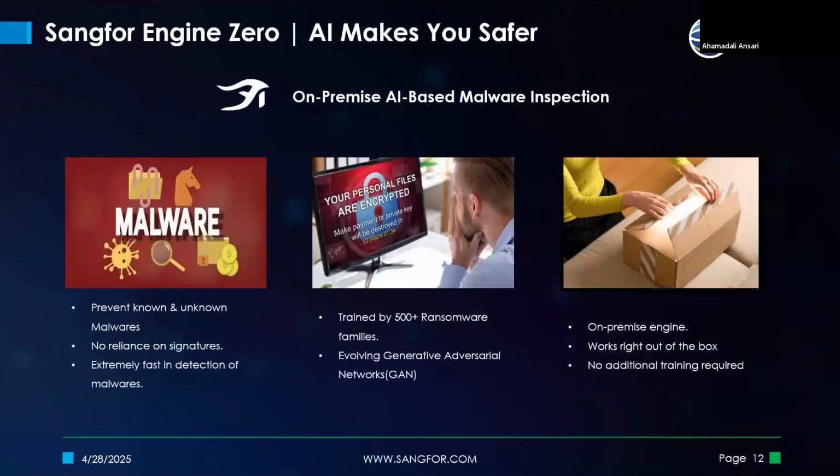Then Engine Zero, where you have more than 500 malware families being trained. Evolving generative adversarial networks also becomes very important. It operates right out of the box. You don't need any separate virtual machine to run it. Everything runs from the firewall device itself. There is no additional training required. All the traffic is scanned automatically by our on-premise AI-based malware inspection. This makes sure that AI makes your complete environment better and safer against zero-day threats and attacks.